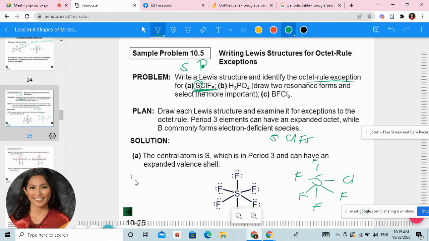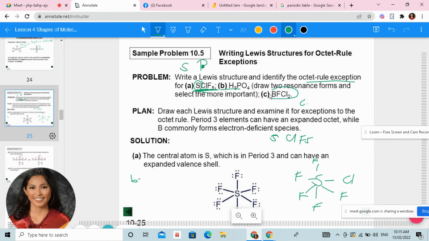Now, what about letter B? H3PO4. Also, draw two resonance forms and select the more important. How do you select the more important? By the formal charges. It must obey the rules of formal charges. Okay, letter B is long, so let's move on to letter C.